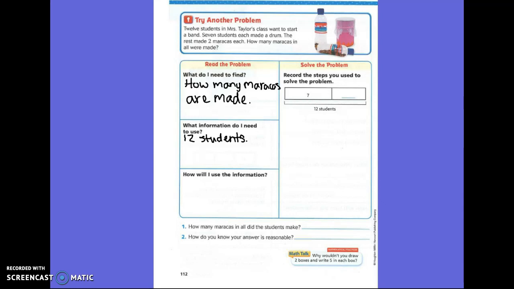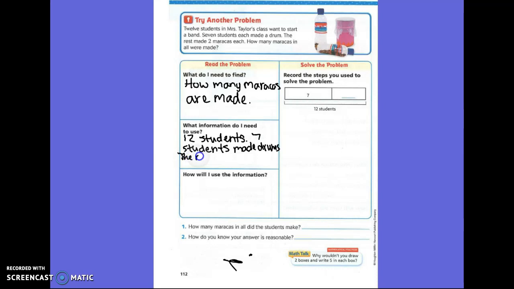Seven students made drums. Write that down. Seven students made drums. What's the last piece of important information? Callie? The rest of the students made two maracas each. Okay, the rest of the students made two maracas.